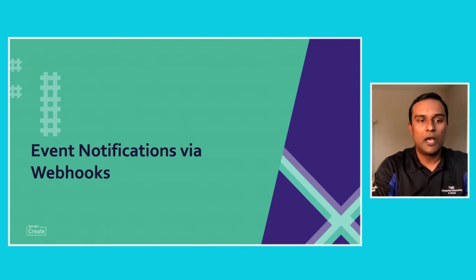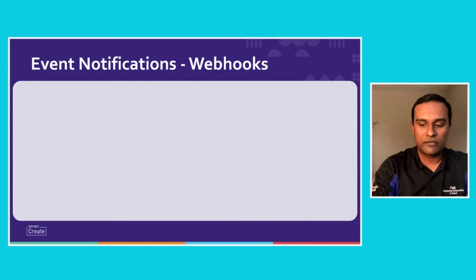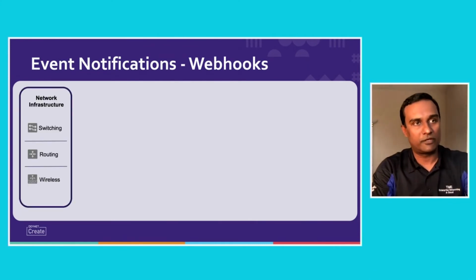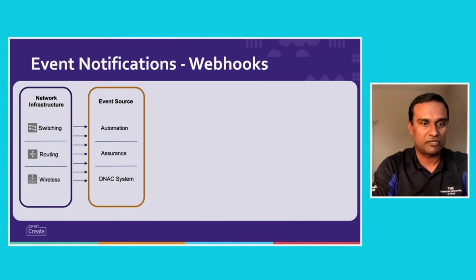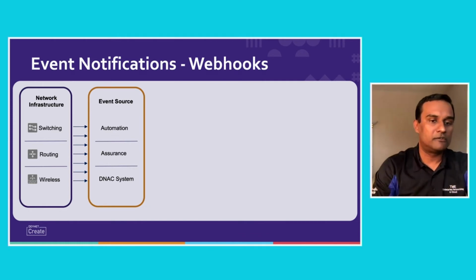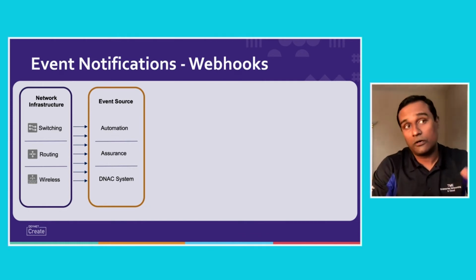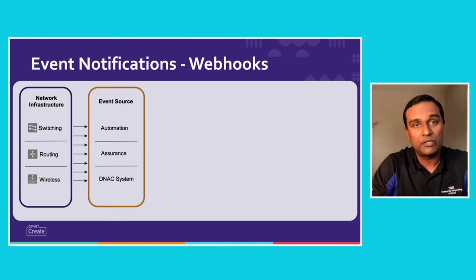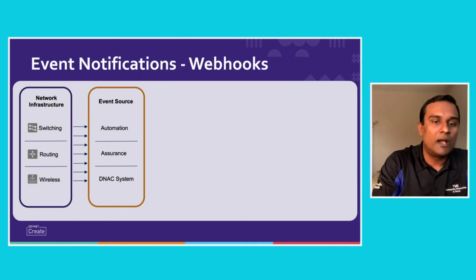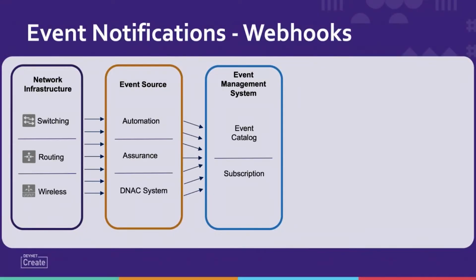So you have the event sources, and this is going to come from the network infrastructure. This is your switching, routing, and wireless network infrastructure. You have various sources. This could be automation, assurance, or issues happening with your DNA Center itself. So if something is wrong with the DNA Center, you want to be notified about it. All of these events are going to be part of the event management system. That's where we have the event catalog, and that's where you can go and subscribe to these events.